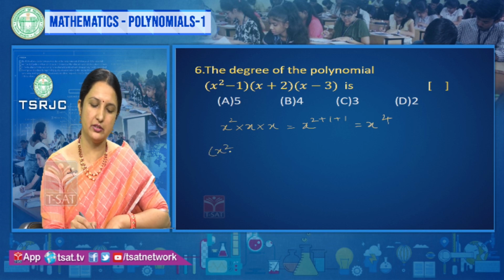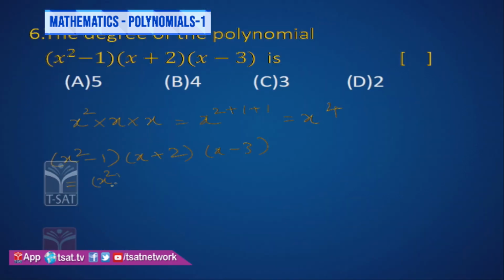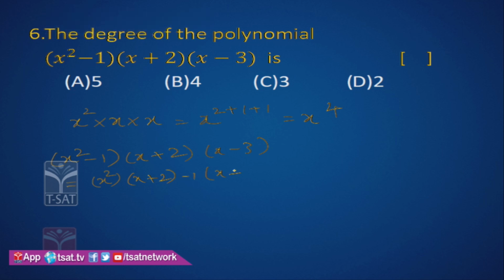So, if you started to multiply in this way, x plus 2 into x minus 3, first you have to multiply the x square with the x plus 2. Then minus 1 with x plus 2. The next complete one you have to multiply. You will lose more time, it will take. So, instead of that you multiply only the x terms, x square into x into x.